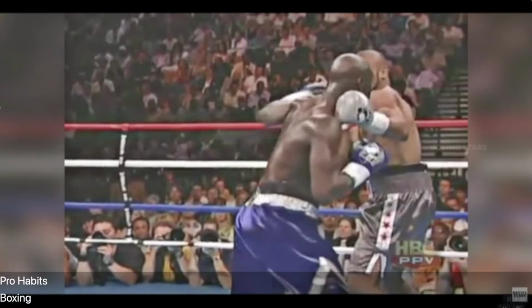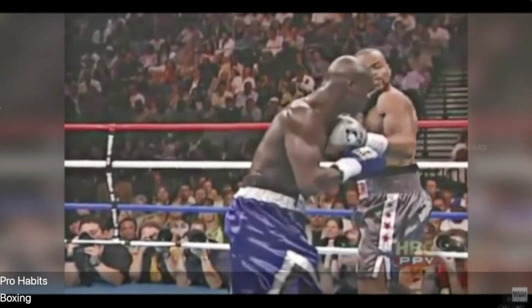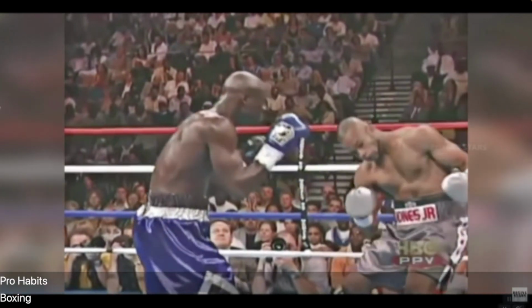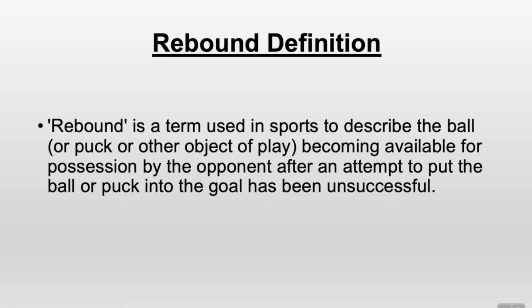But I want you to watch this boxing clip and see when the punch is landed, where the opponent goes. He goes straight back onto the mat. And that's what happens when a puck comes in and you punch at it with your blocker. It goes right back into the slot or whatever angle it was shot from.